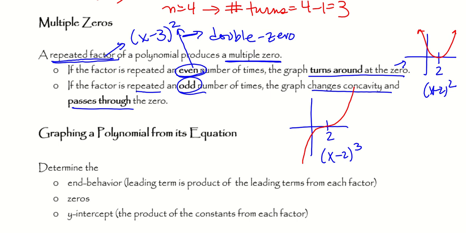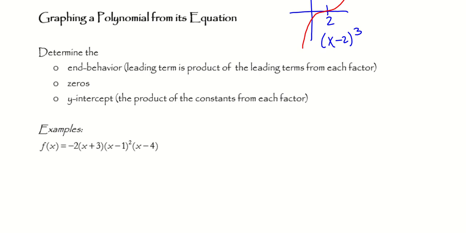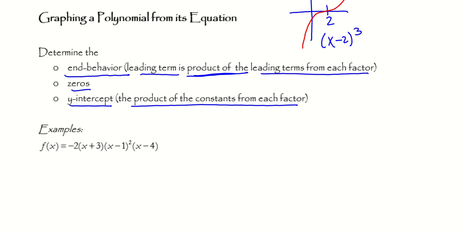So, taking all of those things together, this is what we can do to graph a polynomial from its equation. We can, number 1, determine the end behavior, which comes from the leading term, which we can find by taking the product of the leading terms if our polynomial is in factored form. We find our zeros. We can find our y-intercept, which will be the product of the constants of each factor, and then pull together what we know. So here's an example. I have f of x is negative 2 times x plus 3 times x minus 1 squared times x minus 4. This is factored form of a polynomial.